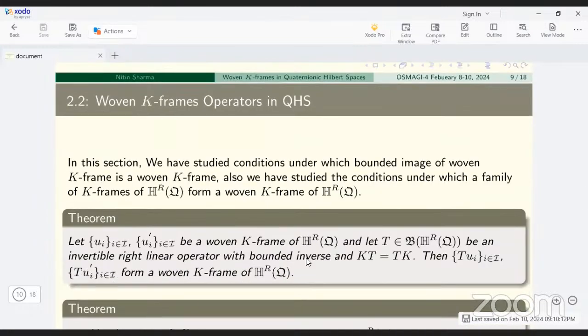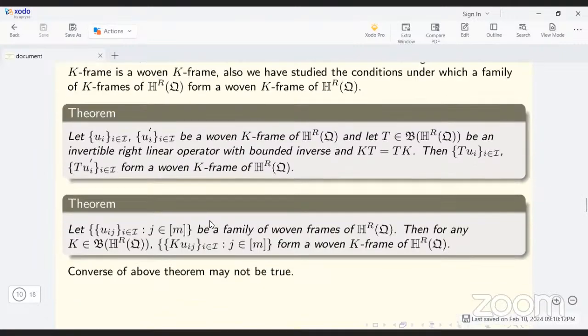And this is the second section, Bowen K-frames in quaternionic Hilbert spaces. In this section, we mainly talk about the condition under which the bounded image of Bowen frames or Bowen K-frames forms Bowen K-frames. This is the first result, in which we talk about the condition under which the bounded image of Bowen K-frames will form a Bowen K-frame.